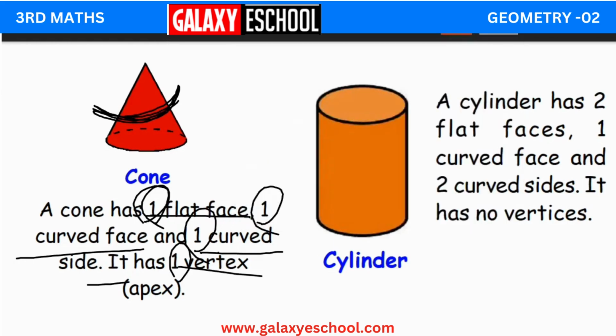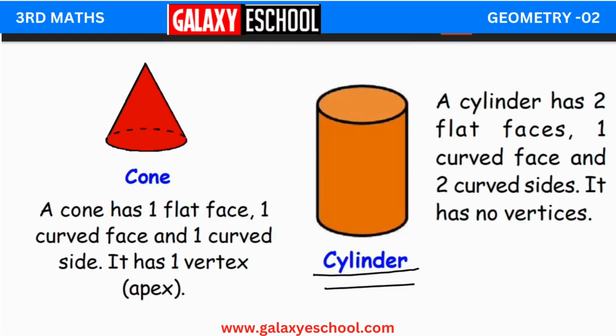Now coming to our cylinder. Coming to our next solid figure, that is cylinder. Now cylinder is having two flat faces and one curved face. This is a flat face on the top, and even at the bottom we have another flat face. Yes, a flat surface. So our cylinder is having two flat faces.